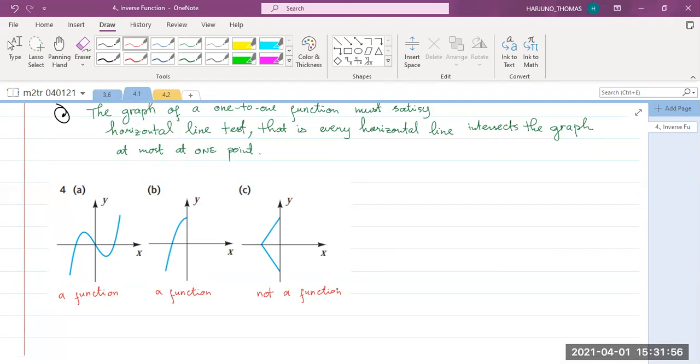Now to check one-to-oneness, you use the horizontal line test. Here for A, you can draw a line that intersects the graph at three different points, more than one point. So once you can find such a line, it means that the function is not one-to-one.